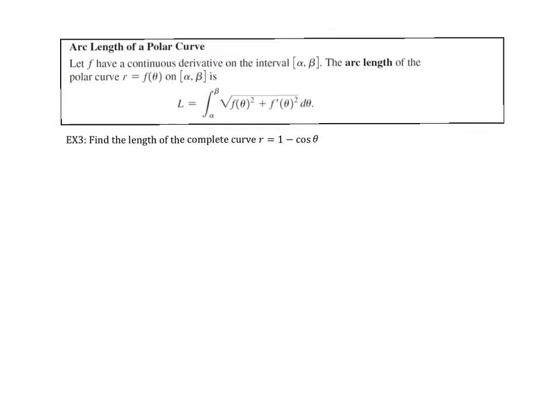The next thing we're going to do is look at the arc length of a polar curve. And it's pretty simple. If you have your function r written as a function of theta, to figure out the arc length, it's simply the square root of r squared plus r prime squared.